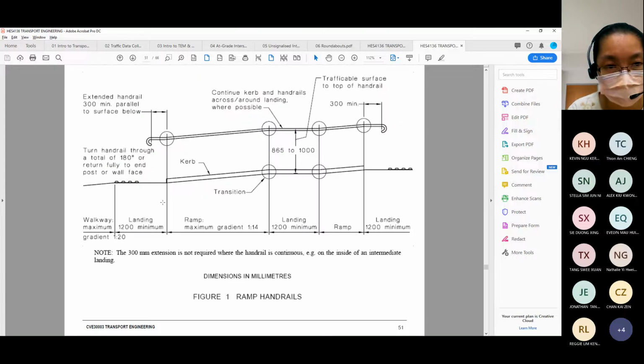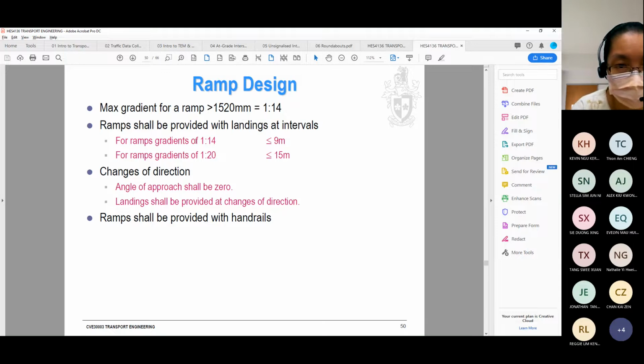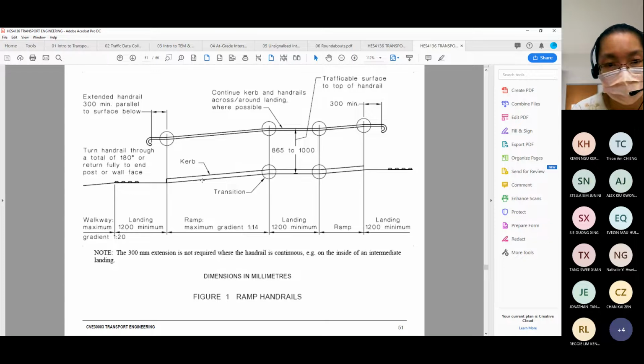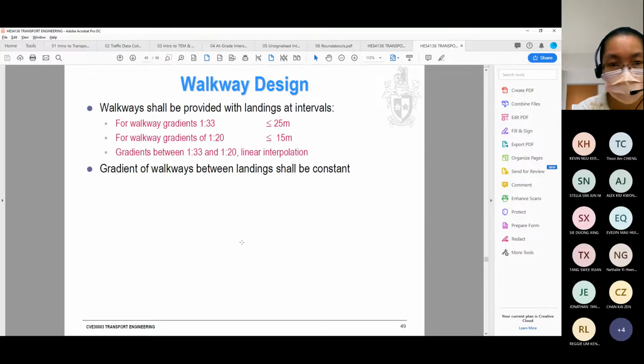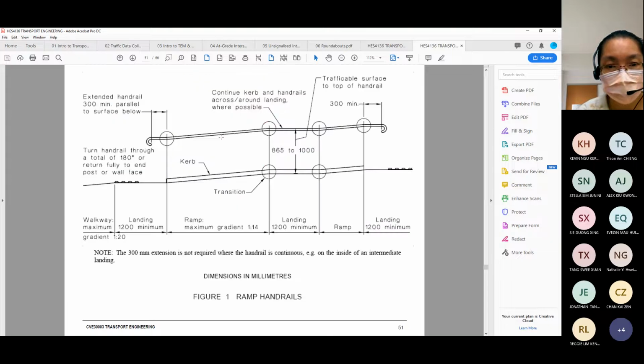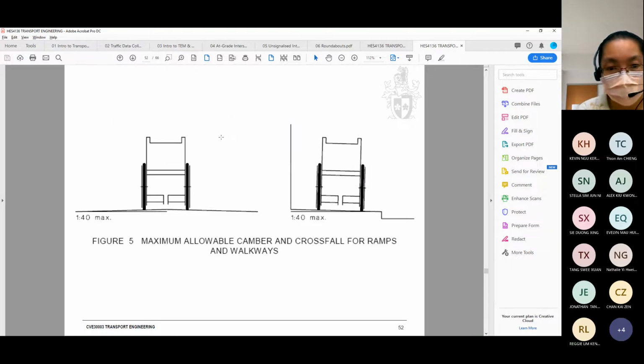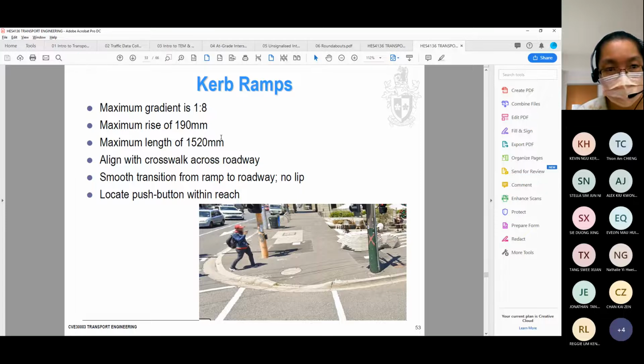So now you can either have ramp or a walkway. If you are designing a ramp, which is determined based on the gradient that is used, then we have to put in handrails. But if it is walkways, on these gradients, then we don't need to put in handrails. And then we also have curb ramps.